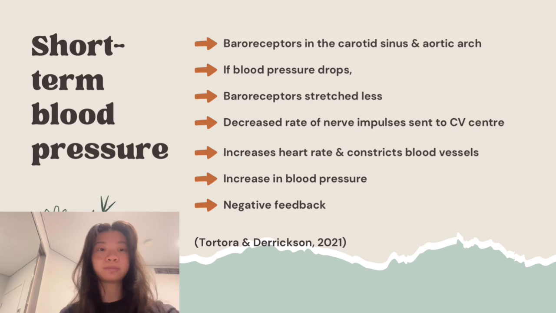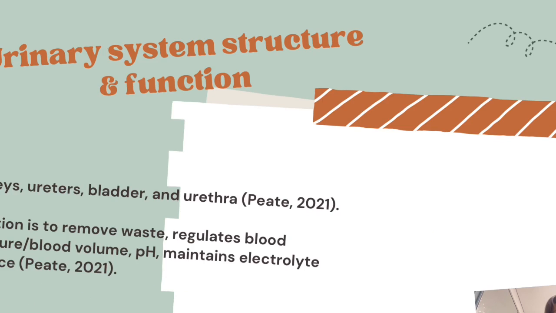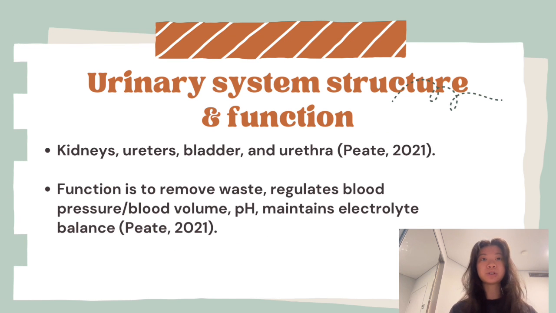So they are included as a negative feedback system because they're trying to do the opposite of what the stimulus is doing. So the urinary system is made up of 4 organs, which are the kidneys, ureters, bladder, and urethra. The function is to remove waste, regulate blood pressure, blood volume, regulate the pH, and maintain electrolyte balance.